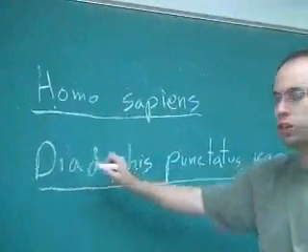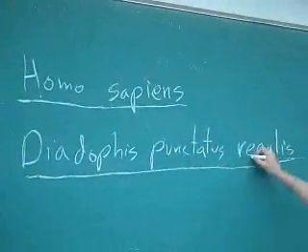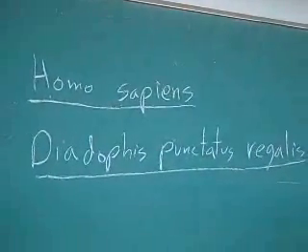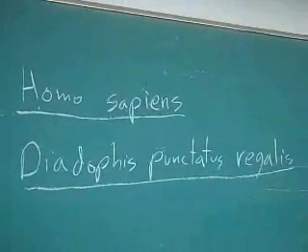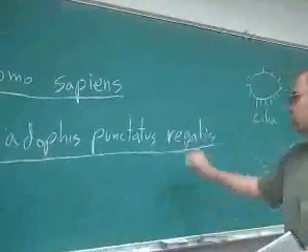Didelphis is the genus name. Punctatus is the specific epithet. It's followed by the third subspecies name. So if you're talking about ringneck snakes in general, you're talking about Didelphis punctatus. That's the scientific name. If you want to specify it's for the regal ringneck snake, you would tack on that third name.